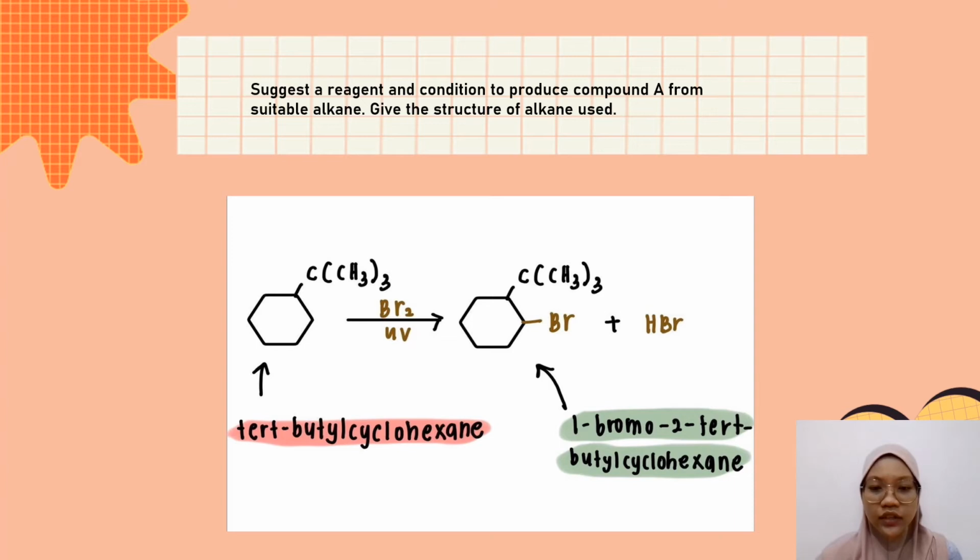Suggest a reagent and condition to produce compound A from a suitable alkane. Give the structure of the alkane used. 3-butyl cyclohexane reacts with Br2 under UV condition, producing 1-bromo-2-butyl-cyclohexane plus HBr.